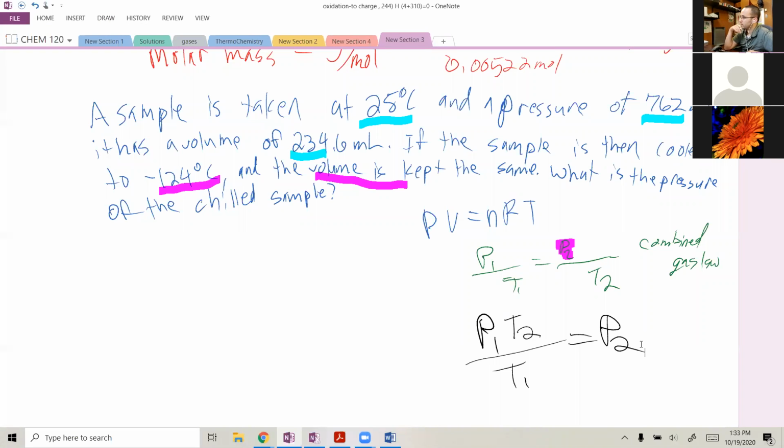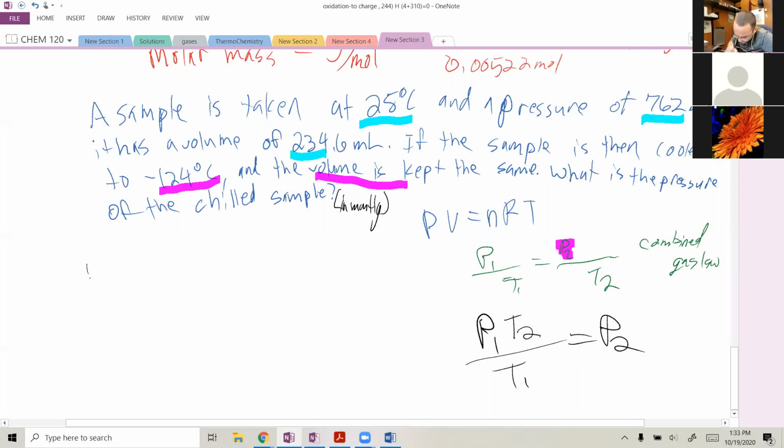So we would need to convert millimeters mercury to ATM and then Celsius to Kelvin. Right? So when in doubt, always convert everything. If you're not sure, you can convert things back. But even if we wanted this in millimeters of mercury, it doesn't hurt to do that conversion.